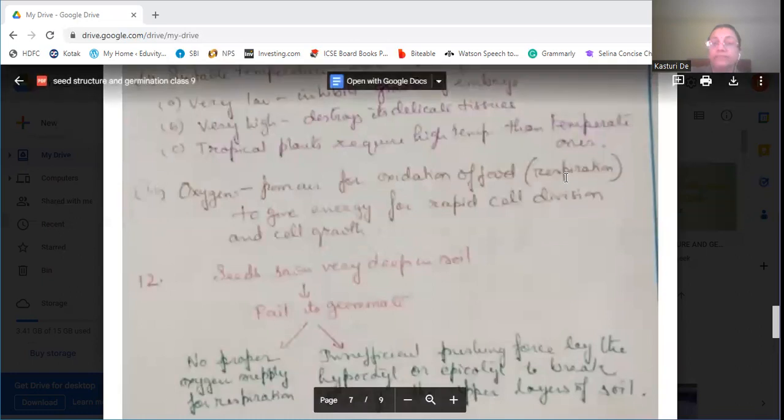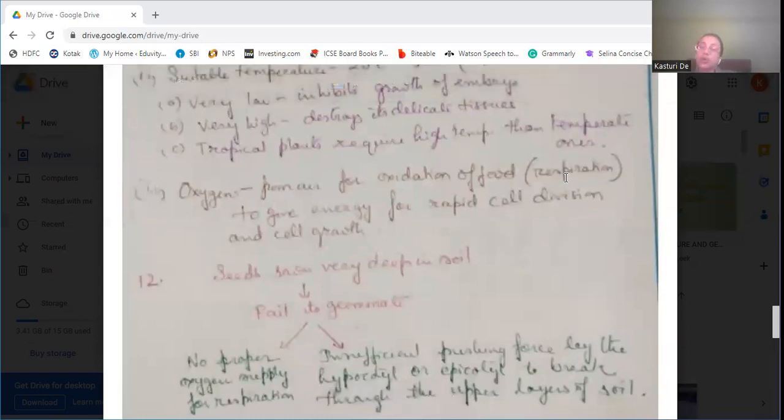Then seeds sown very deep in the soil will fail to germinate. Why? There are two reasons for that. One is no proper oxygen supply there. It does not get proper oxygen supply for respiration, and the hypocotyl or the epicotyl will not be able to break and push above the upper layers of the soil.